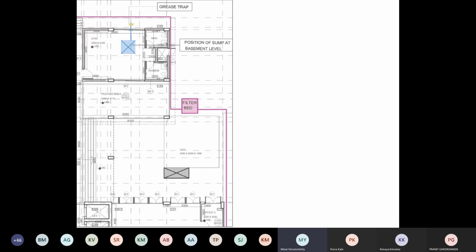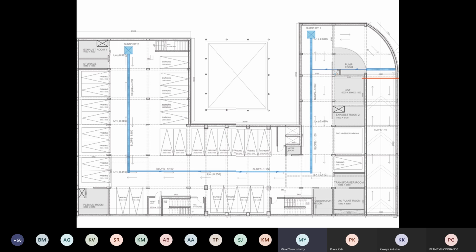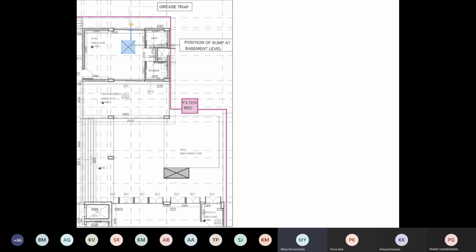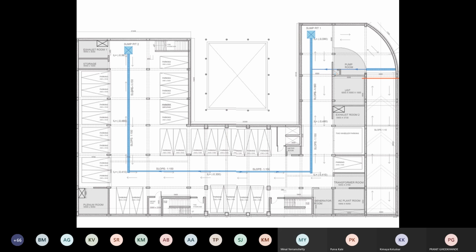So once again, in the next slide, what you see is only showing you the position of the sump at the basement level. And now do you see that small yellow thing? That is a grease trap. Next one, Kimaya. This is the next one, which is a sump pit.